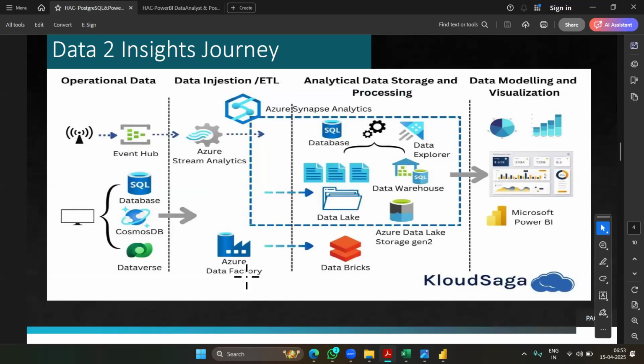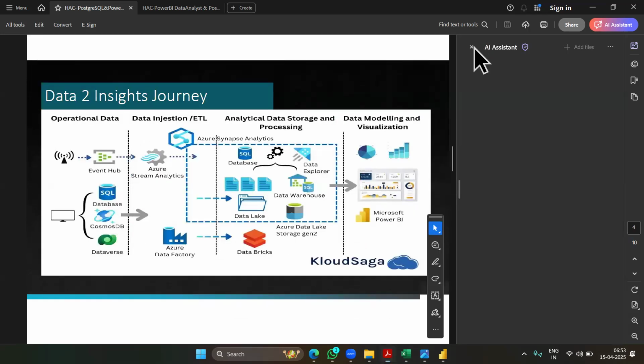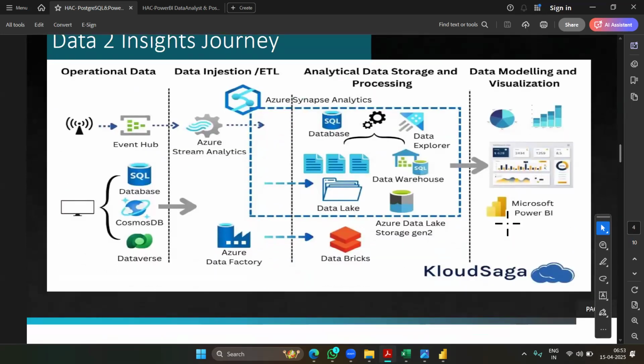Here, if you are going to use a Microsoft tool, then we have Azure Data Factory. If you want to use AWS, then you have DynamoDB. AWS provides inbuilt databases, and AWS provides a streaming analytics service, right? And once data is ingested, we have Databricks, Azure Data Lake, and all these things for analytical data processing. And finally, we have visualization and data modeling tools. Here we are going to use Microsoft Power BI.